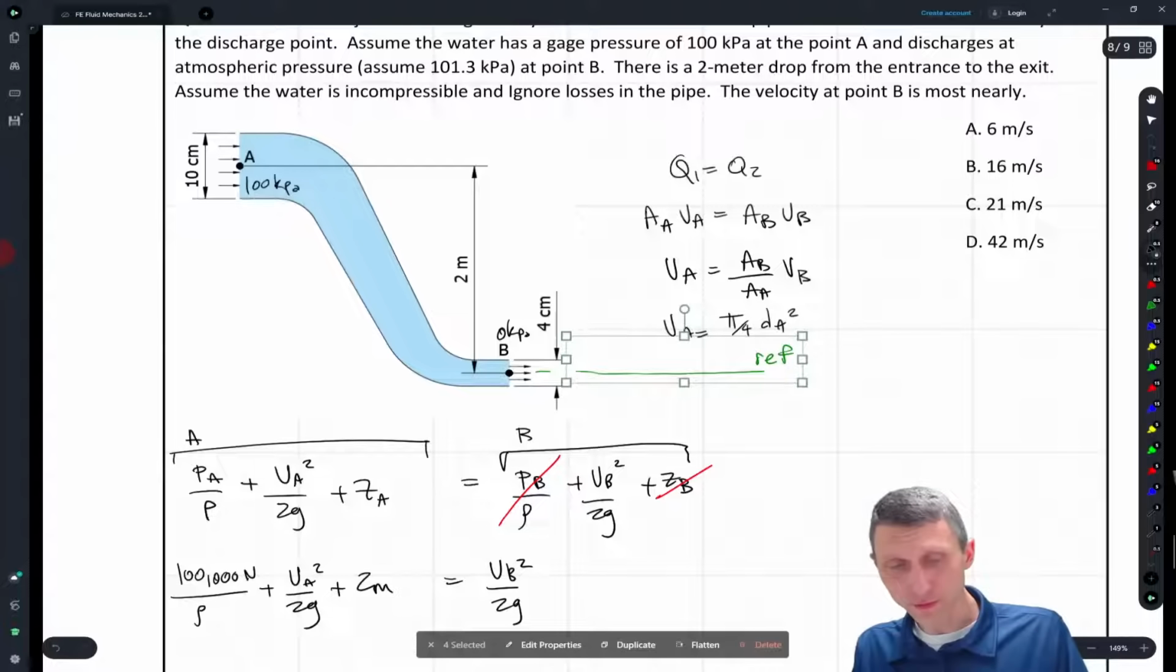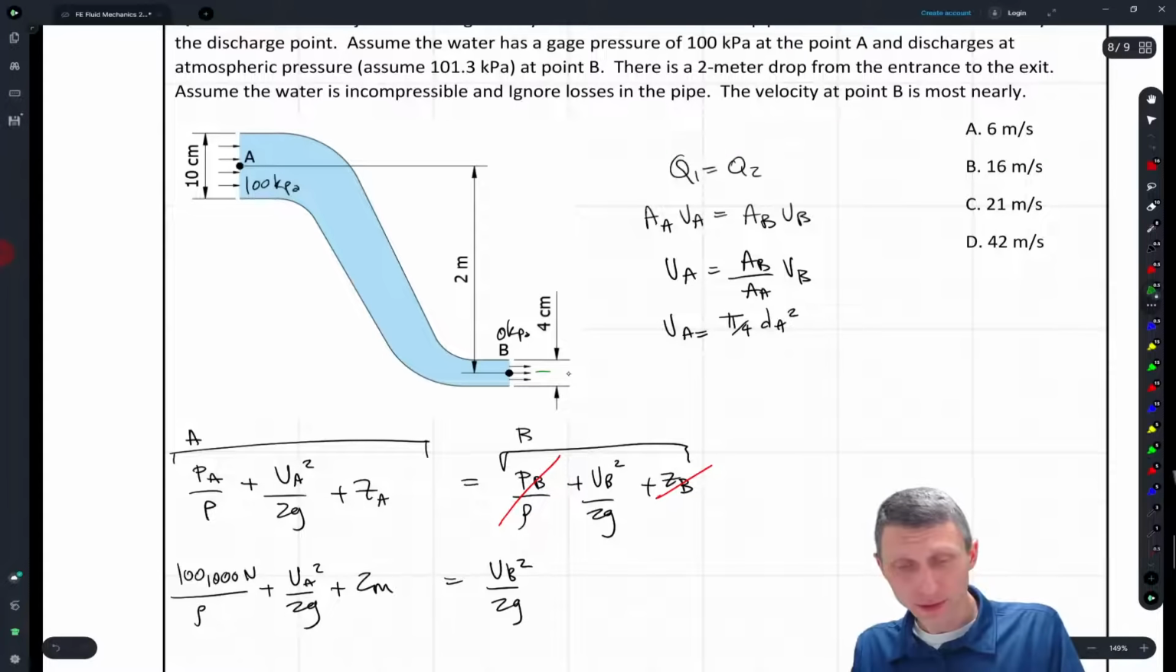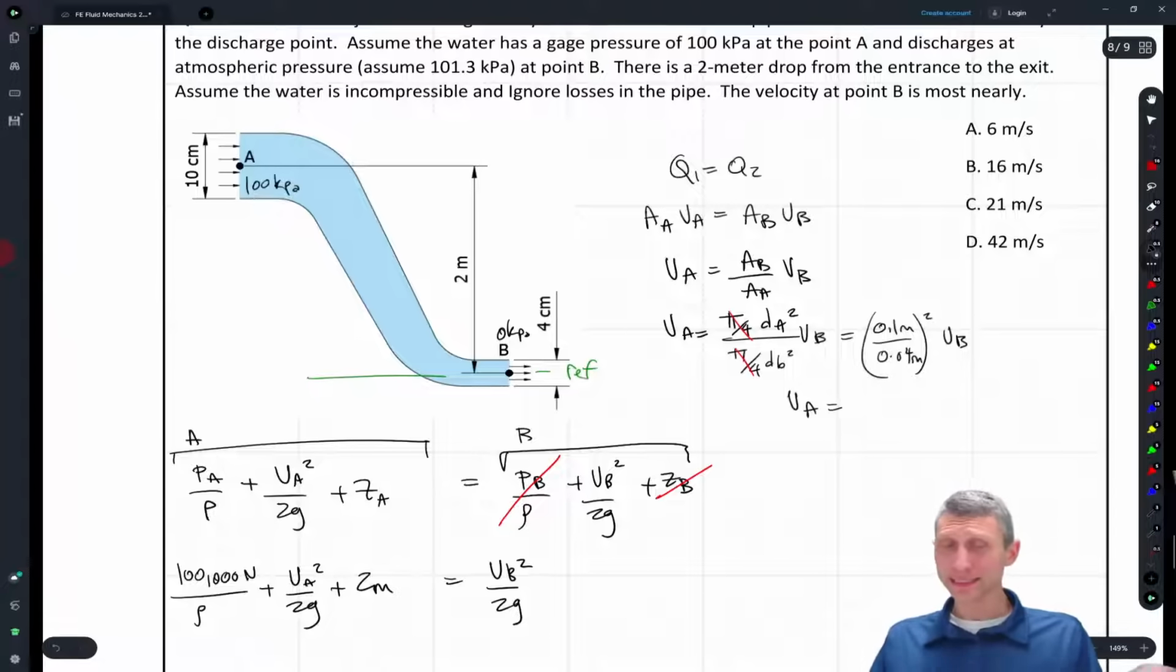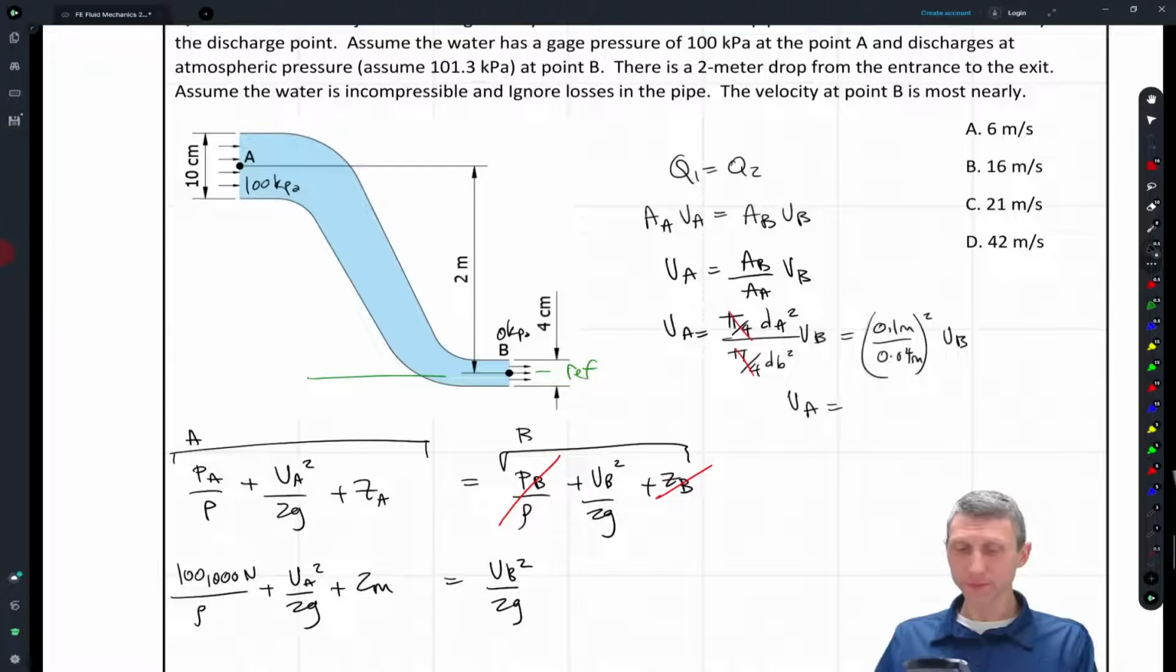And I'm going to move my reference over just because it's in the way. So this is my reference axis here, right? Okay, so what do we have? We have pi over 4 dA squared over pi over 4 dB squared times VB. The pi over 4's drop out, and I'm just going to plug in some numbers. So what do we get? We get dA is 0.1 meters, and we have to divide that by 0.04 meters, square those, times VB. So VA equals, I did this right, 0.1 divided by 0.04, and then, no, I did that wrong, didn't I?